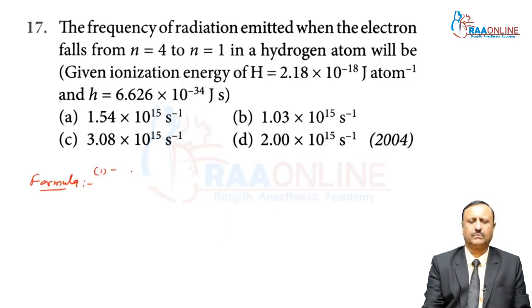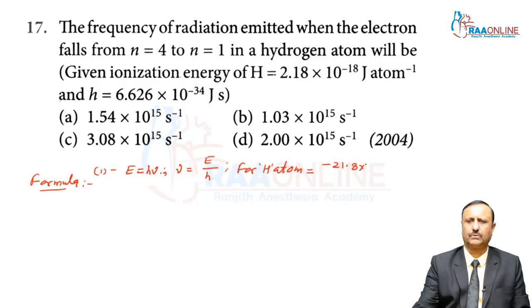Number 1, you know the energy E is equal to h nu. So what is nu? Nu is equal to E upon h. For the hydrogen atom, we get the energy of an electron as minus 21.8 into 10 to the power minus 19 joule divided by n square. This is in joule per atom.